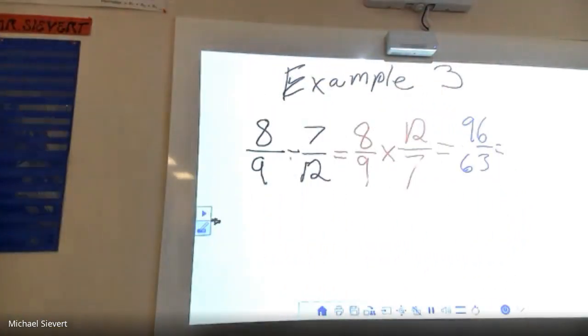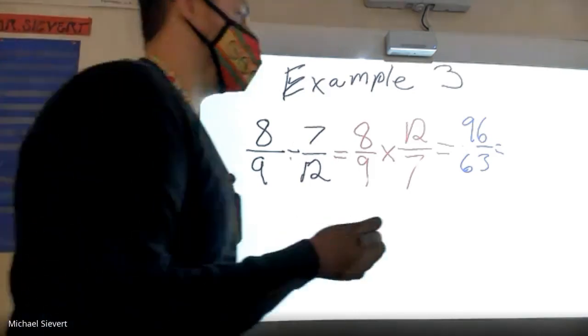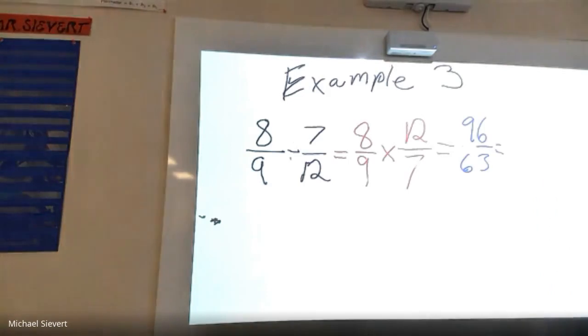So we can either reduce or change it to a mixed number. The first person to respond to me gets to choose what we do first. What should we do first? Lawrence, what should we do? Turn it into a mixed number. Okay, so what would you do to turn this into a mixed number? Rewrite it. Yeah.